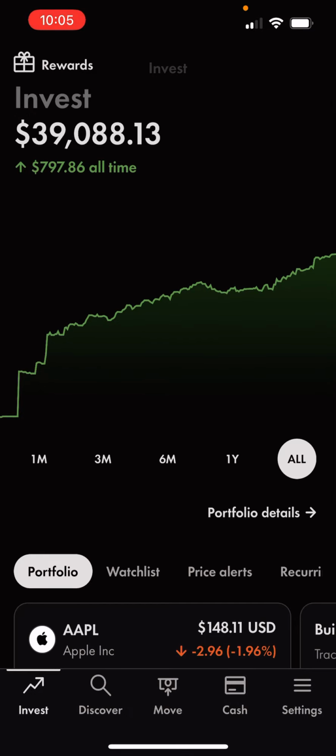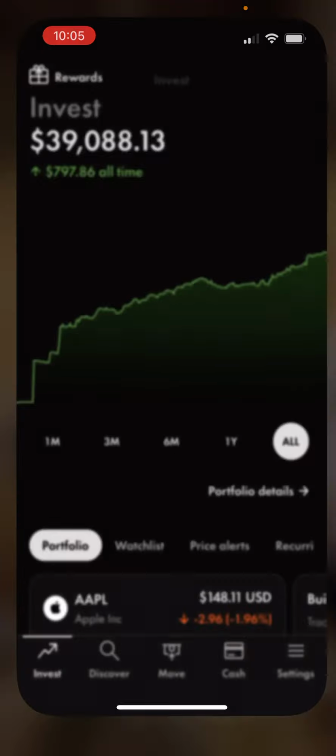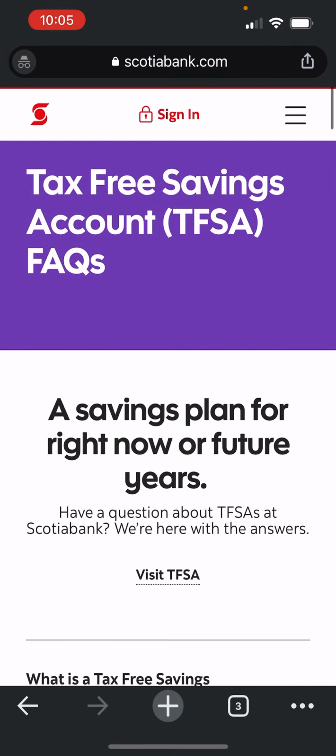Just wanted to touch on some of the investing accounts we have available to us in Canada. Today we'll be looking at the tax-free savings account, which is specifically the TFSA. If you're from the US, your counterpart would be the Roth IRA. So let's go and look at some aspects of this account.